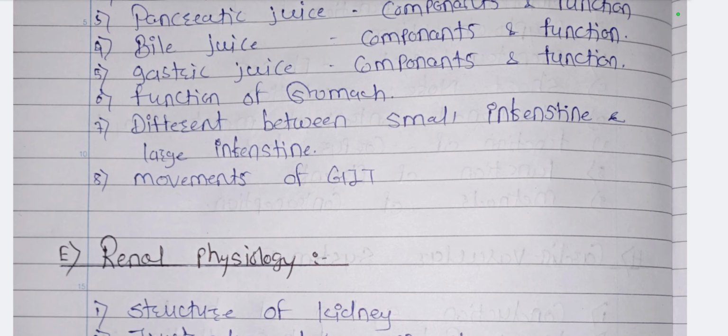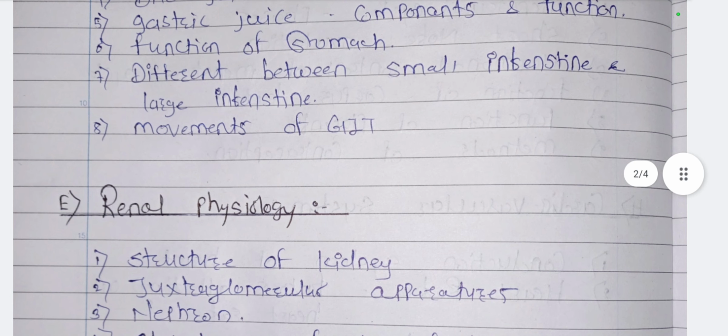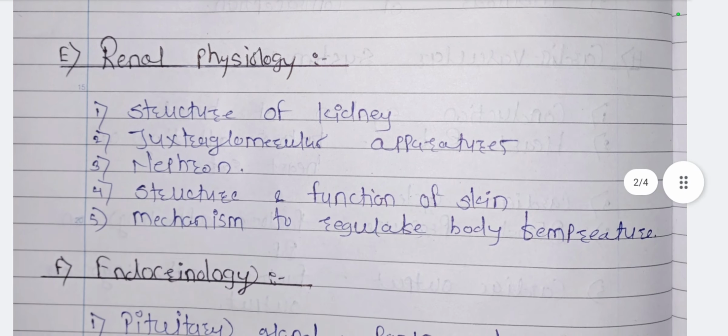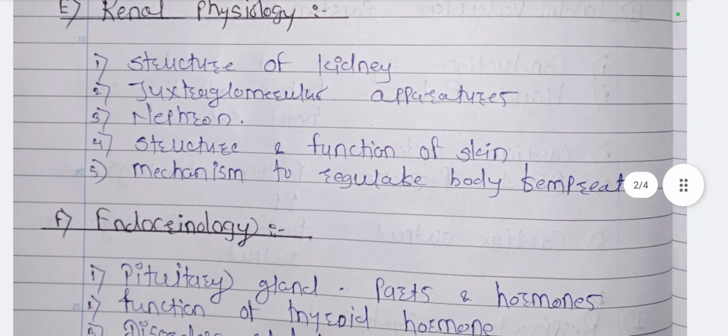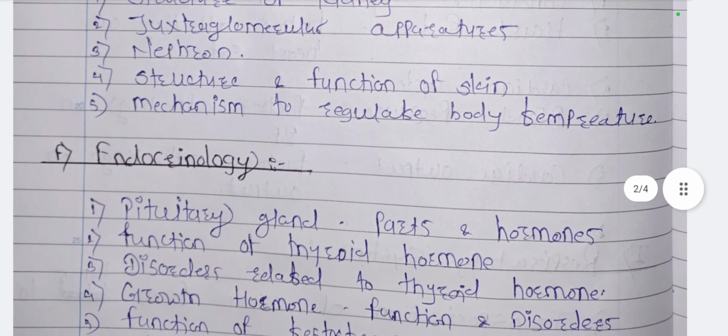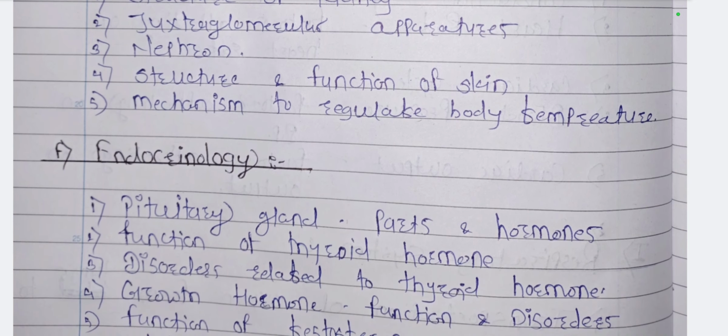Then difference between small intestine and large intestine and movements of the gastrointestinal tract. Then another one is the renal physiology. In this, important topics are structure of kidney, then juxtaglomerular apparatus, then nephron and its structure, then structure and function of the skin and mechanism to regulate the body temperature.